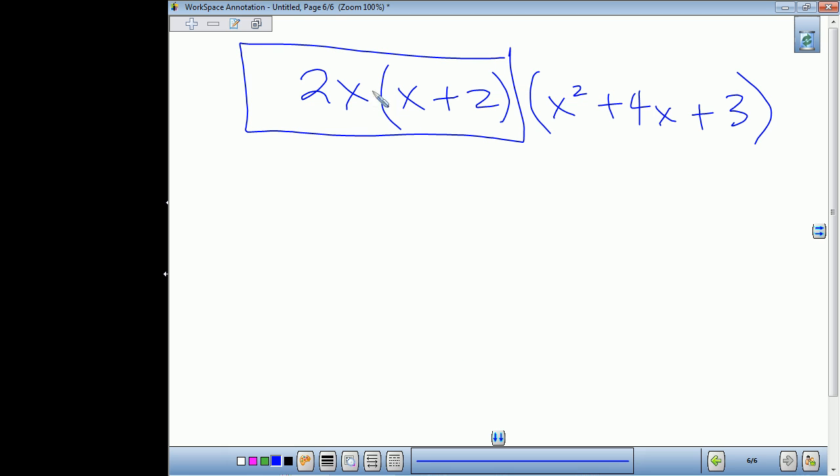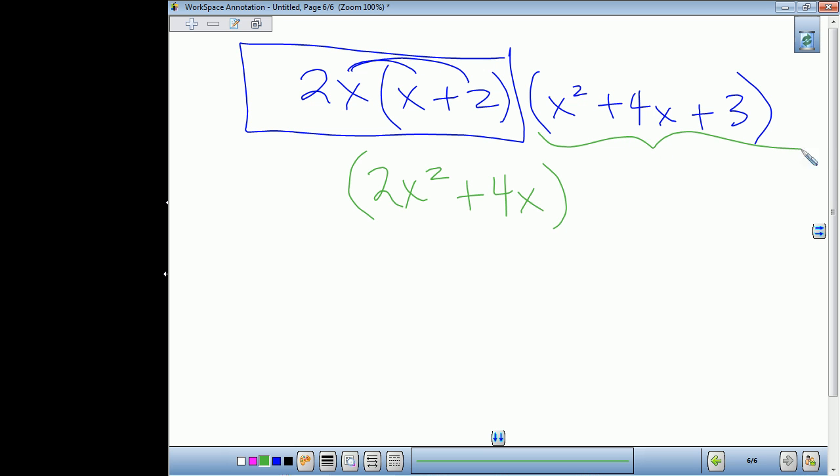There you go. So we're going to distribute the 2x through here. When we do 2x times x, we get 2x squared. 2x times 2 is 4x. Okay. Now that we've simplified this, we can bring down this.